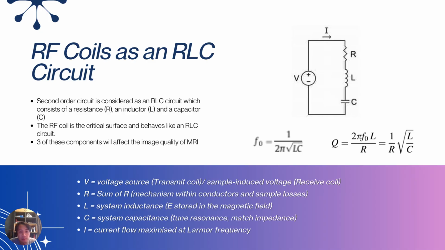V is the voltage source of the transmit coil, or the sample induced voltage from the receive coil. R is the mechanism and sample losses. L is the inductance, which is the energy stored in the magnetic field. C is the system capacitance, which tunes the resonance and matches the impedance of the circuit. I is the current flow, maximized at the Larmor frequency.